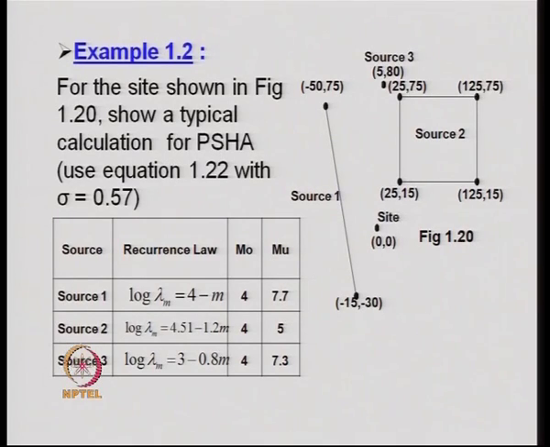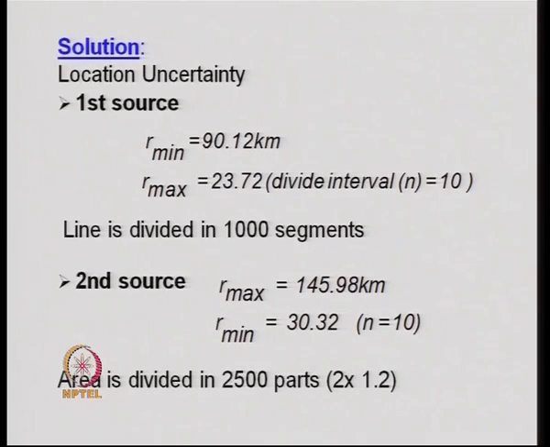Now, first we take up the first uncertainty, that is the location uncertainty. For the first source, we calculate the maximum, and this will be the minimum. The maximum epicentral distance calculated is 90.12.